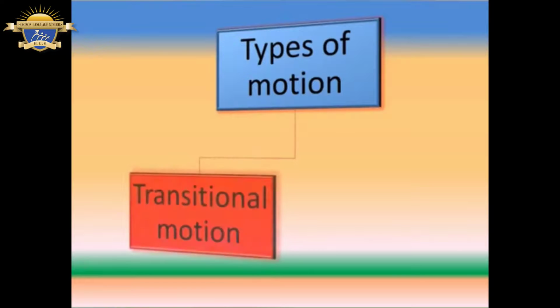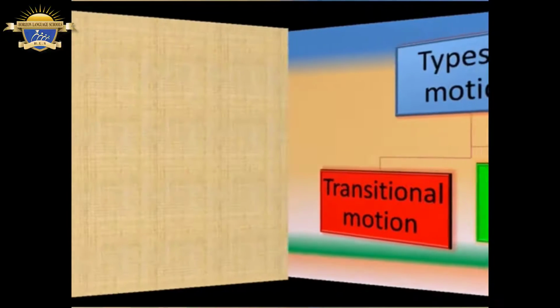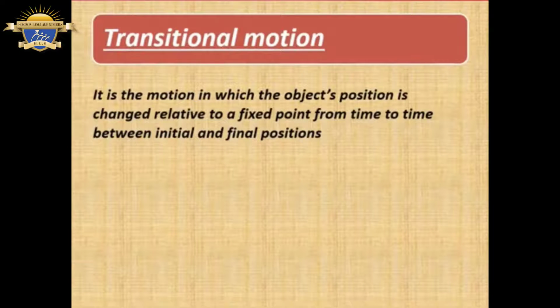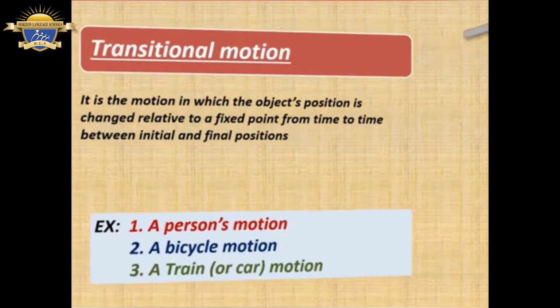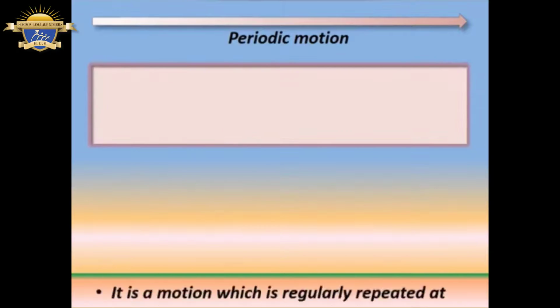Types of motion. The motion of objects is divided into two types: number 1, translational motion, and number 2, periodic motion. What is translational motion? It is a motion in which the object position is changed relative to a fixed point from time to time between initial and final positions. Example: a person's motion, bicycle motion, train or car motion.